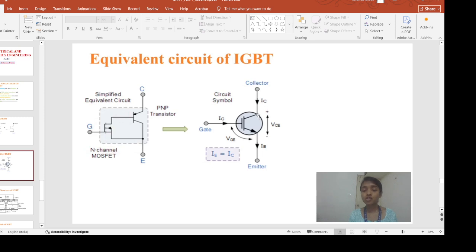We have this collector current and this emitter current, and this is my input voltage we are applying between the gate and the emitter terminal, which we call VGE, which is controlling the output current IC, which is flowing between the collector and the emitter terminal.